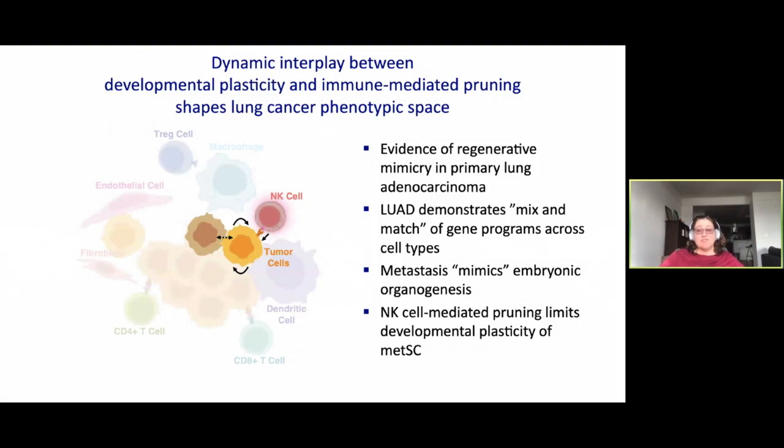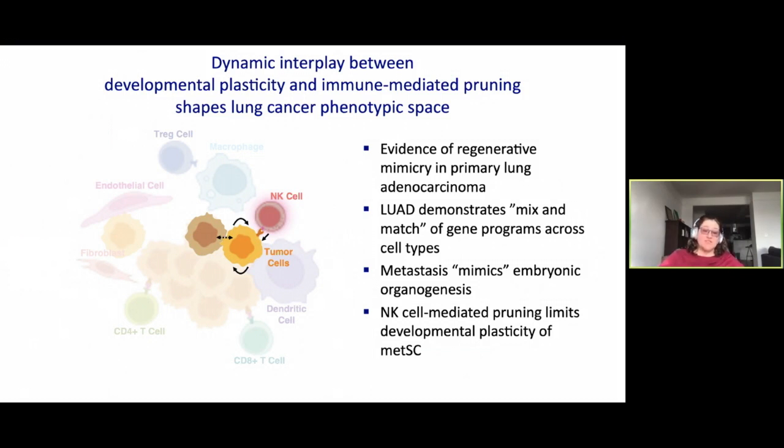So what we really see is the tumor gaining plasticity and mimicking both regeneration and organogenesis, but with more plasticity, with less control, with less stop, so that it could mix and match gene programs.